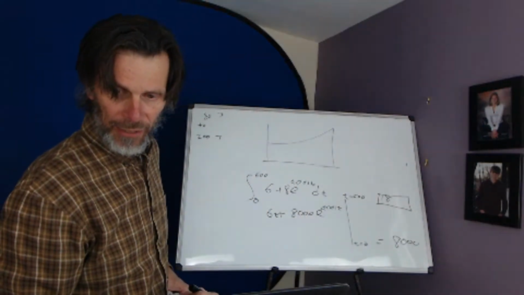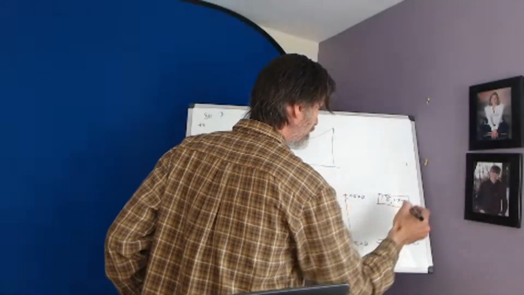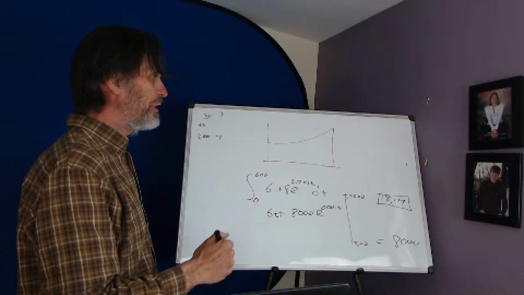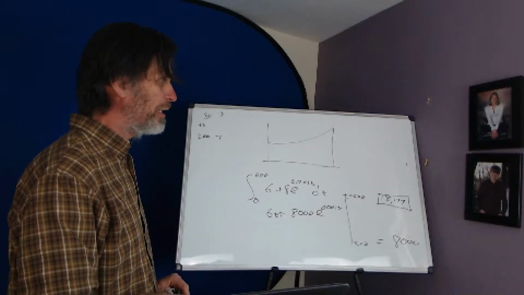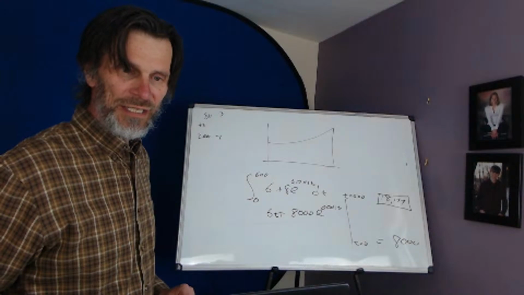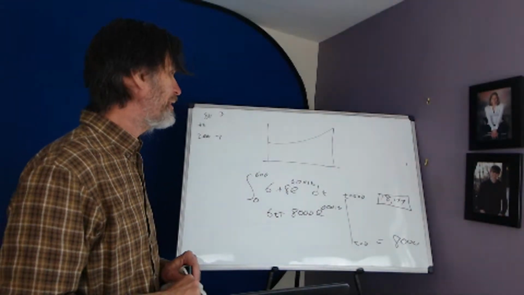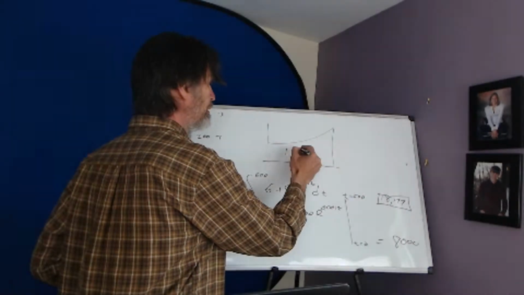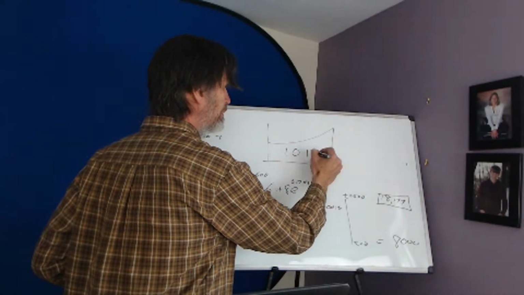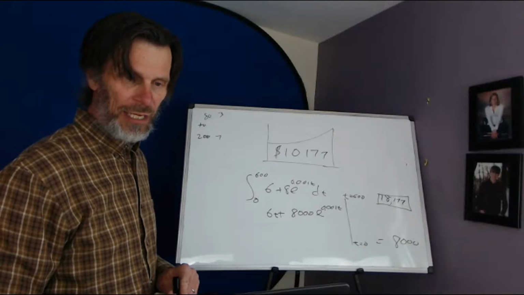So $18,177 if we round to the nearest dollar. So how much did that internship pay? It looks like it paid a little over $10,177 to the nearest dollar. That's the area under the curve from the beginning to the end.